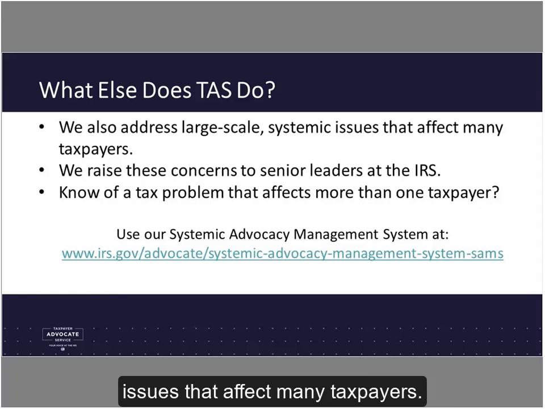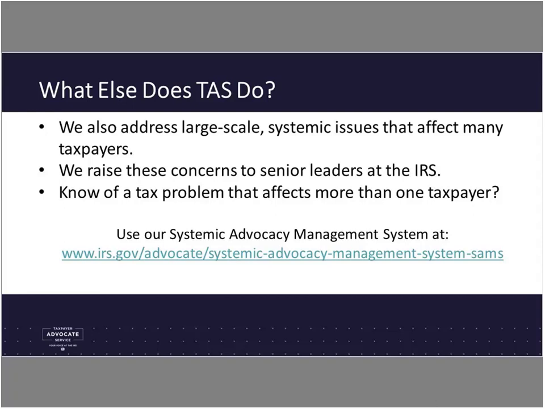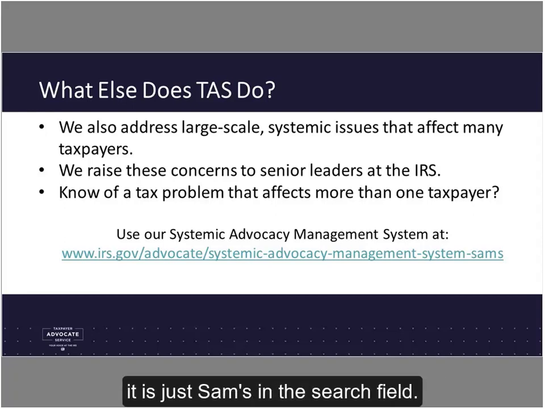What else do we do? We also address large-scale systemic issues that affect many taxpayers. We raise these concerns to senior leaders at the IRS and usually collaborate with them on problem resolution. This is the systemic advocacy. You can help us tackle these big picture problems in the IRS or tax law by reporting them to our SAMS, the Systemic Advocacy Management System. On IRS.gov, the best way to find it is to type SAMS in the search field, to report a tax problem that affects maybe more than one person.